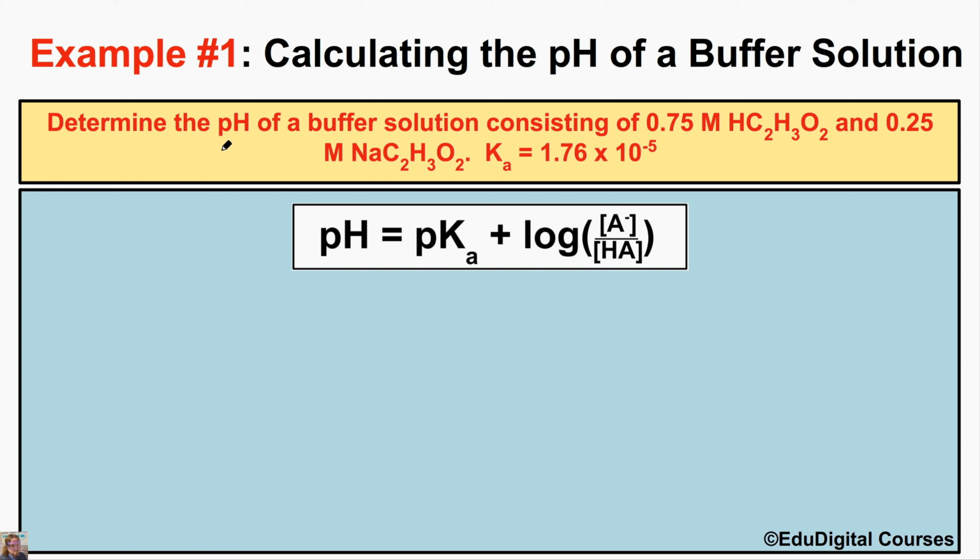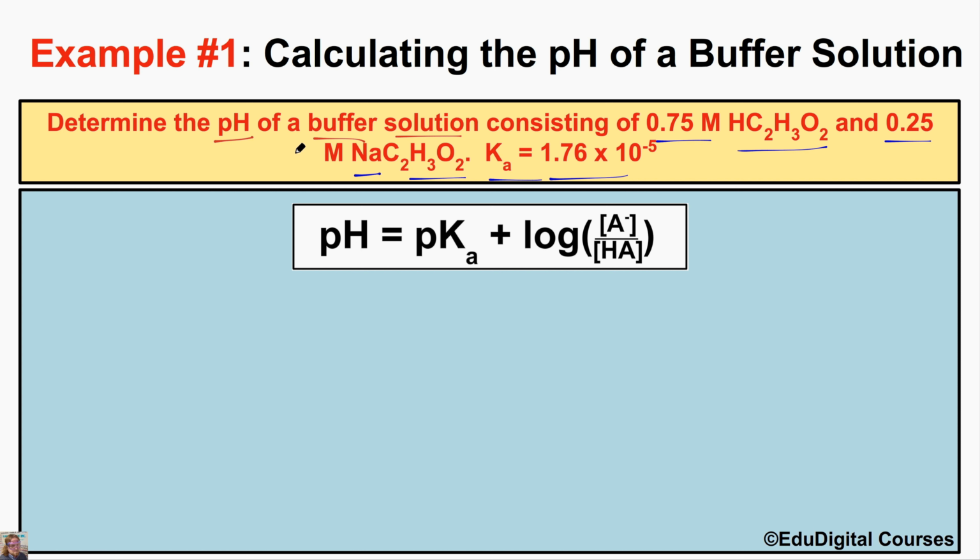In this example, it says to determine the pH of a buffer solution consisting of 0.75 molar acetic acid and 0.25 molar sodium acetate. And we're given the Ka value. It says the Ka value is 1.76 times 10 to the negative fifth. This Ka value is the equilibrium constant for our weak acid. And we can typically get our Ka values of different weak acids from Google. You can Google search Ka value of weak acids and a table of Ka values will pop up.